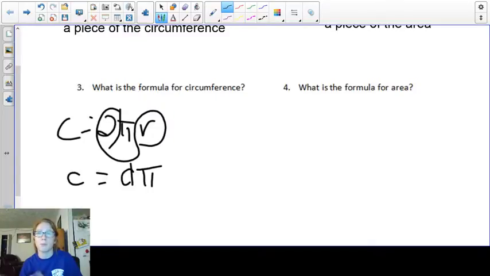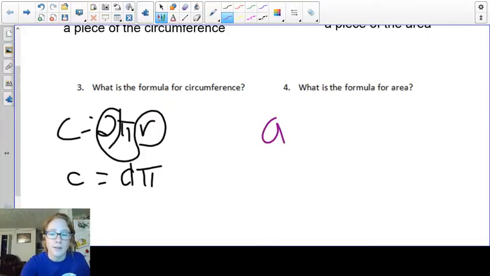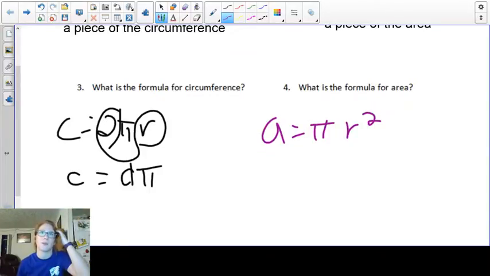What about the formula for area? Well, this guy is area is equal to pi r squared. So in that case, we have to take our radius and we have to multiply it by itself. We have to square it out in order for it to work. That's what gives us that extra bit of stuff that we need.